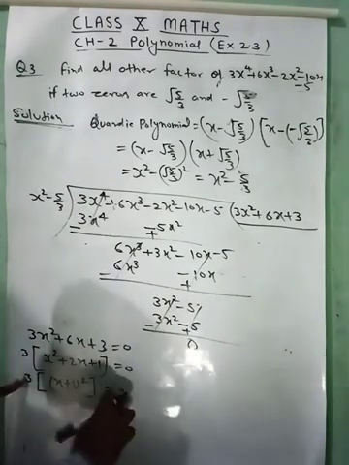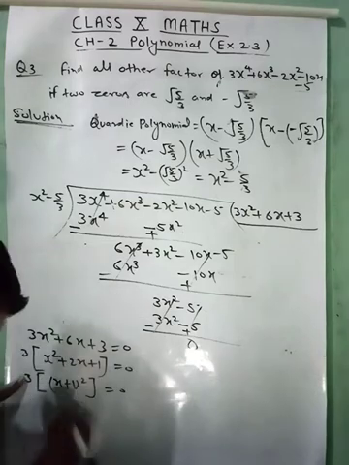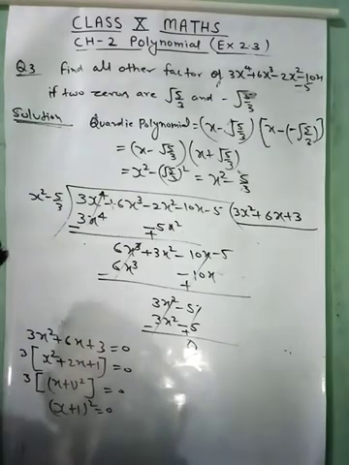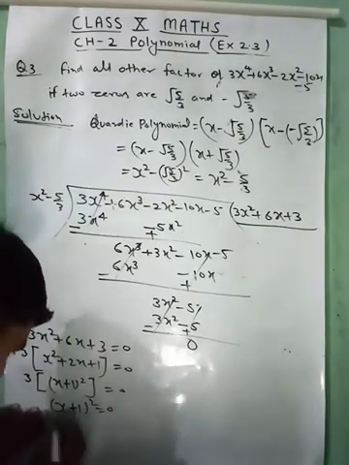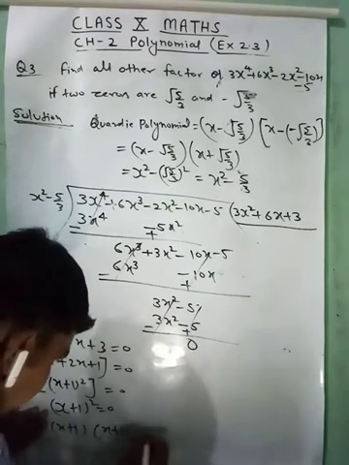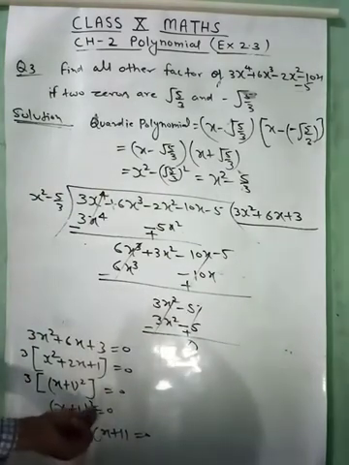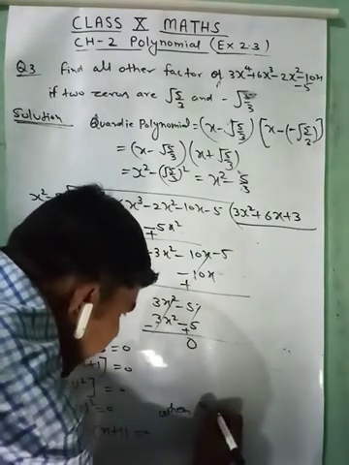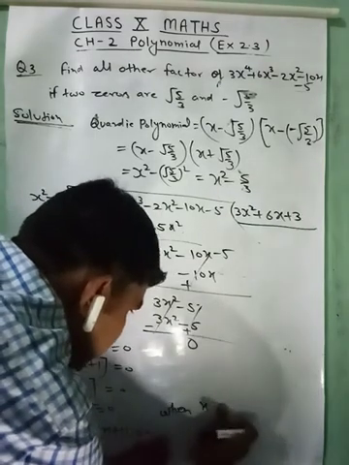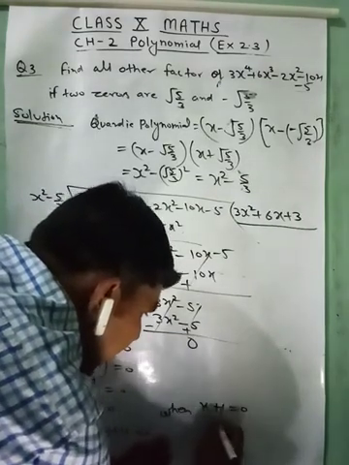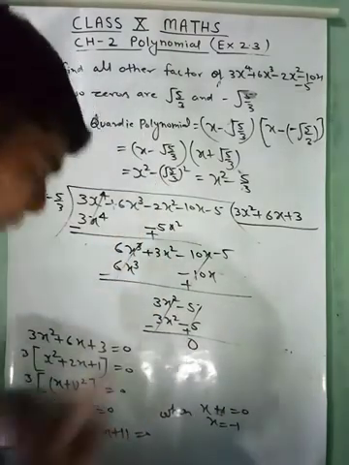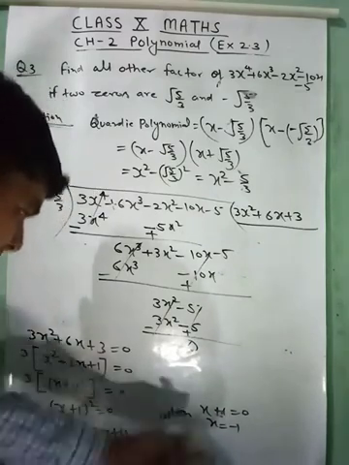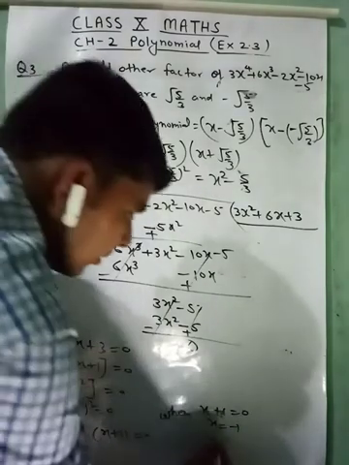When 0 is divided by 3, it will be 0. So x plus 1 square is equal to 0. We can write it two times because it is the power 2. When x plus 1 is equal to 0, x is equal to minus 1. So its two values are minus 1: first x plus 1 is equal to 0 gives minus 1, and second x plus 1 is equal to 0 gives minus 1. Clear? So it's your solution.